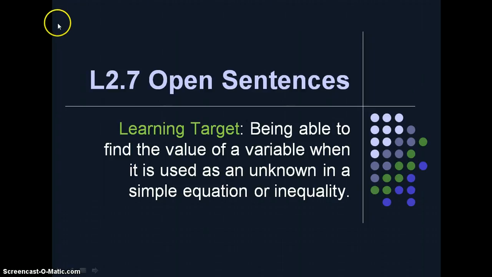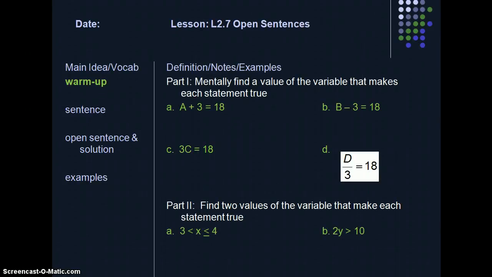So taking a look, not only are we in a video format, but we've also included a learning target on the first slide here. Just to let you know, by the time you finish this, you should be able to find the value of a variable when it is used as an unknown in a simple equation or inequality. So as we take a look here, there's a warm-up for you to go ahead and practice. At this point, you should pause the video and make an attempt to mentally find a value of the variable that makes each statement true. And then for part 2, find 2 values of the variable that make each statement true. Go ahead and push pause and take care of that now.